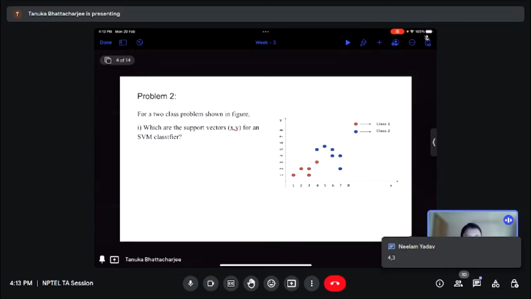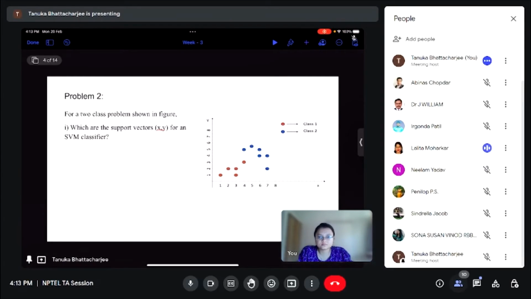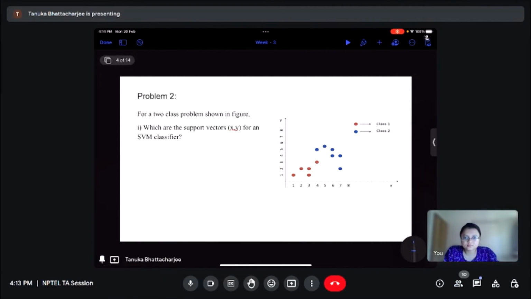Okay, Neelam said 4, 3. Anyone else? Four and 3, which is the red one, and then for blue we could see 2, 2 over there. One is at 4, 5, and then the other is at 7, 2. Okay, so you are saying 1 from the red class and 2 from the blue class. So these 2 and this one you are saying, right? Yeah, so both of you are correct.